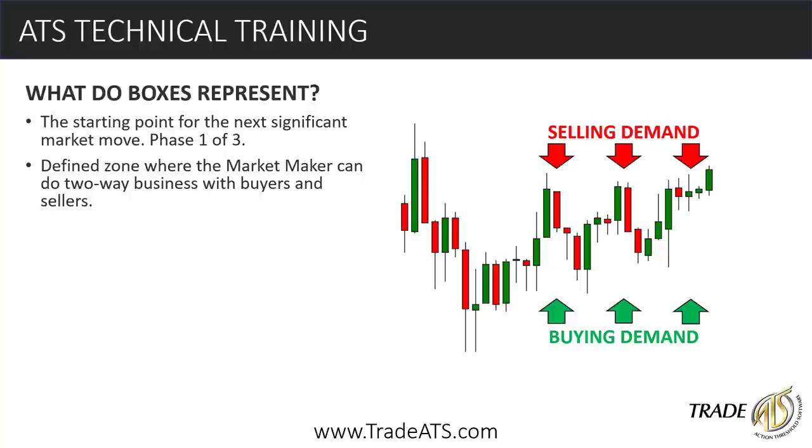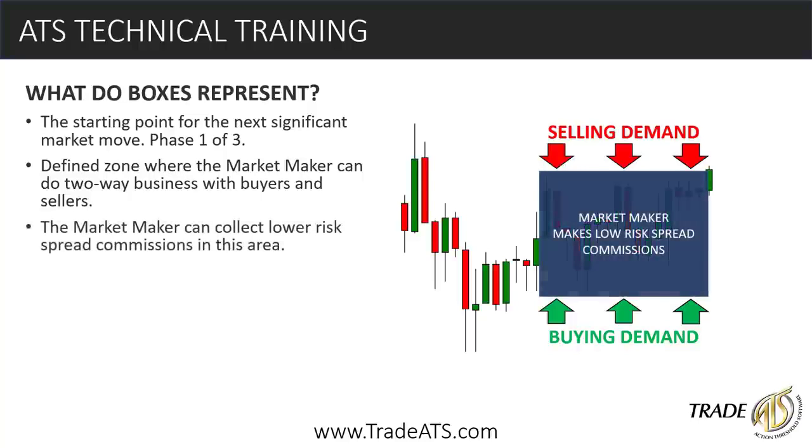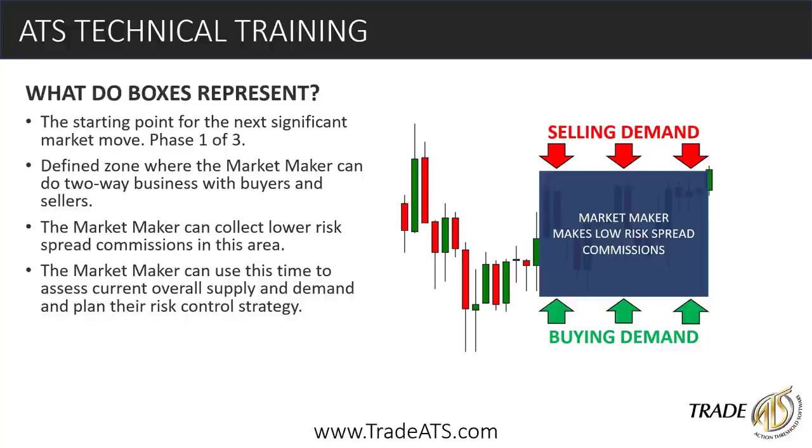The market maker can easily match up those trades, and the market maker can collect lower risk spread commissions in this area. So when it comes to that source of a market maker's income, their main source, which is the spread commissions, this is a very low risk area for them to collect those commissions back and forth until the market breaks. So the market maker can use this time, the time that we're in that box, to assess current overall supply and demand and plan their risk control strategy.